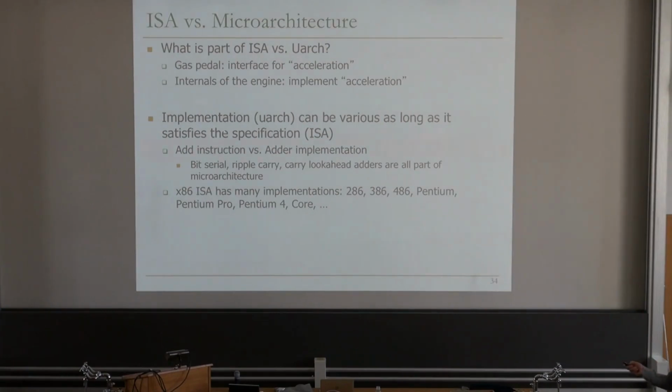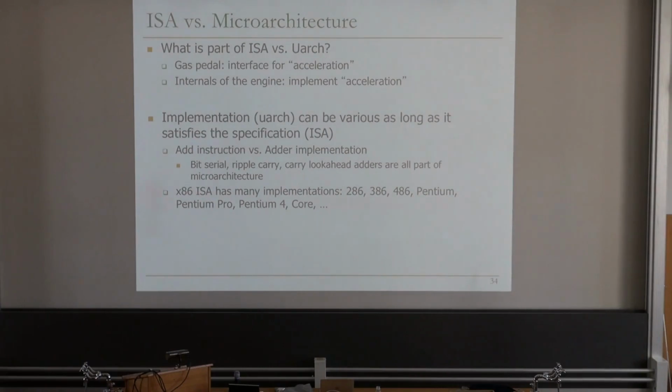And the implementation of the microarchitecture can vary as long as it satisfies the specification of the ISA, even at the level of an add instruction, for example. How do you do an add? An add instruction says you add these two values. Even that specification can change, of course, right? You add these two values in these two registers or memory locations and put the result in this register or memory location. As long as you obey that, you could design your adder in any way, right?